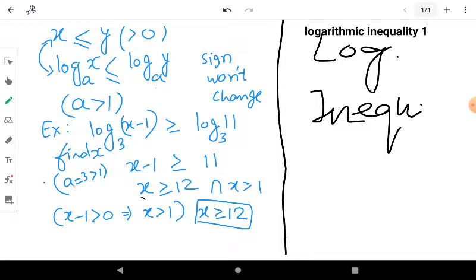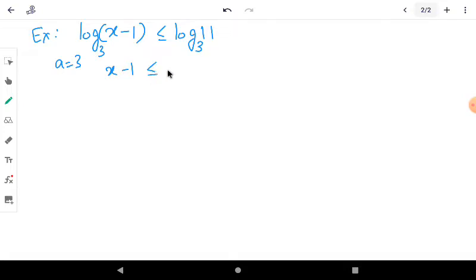Okay, guys. So had it been like this, let's say if we reframe this question like this: log of x minus 1 is less than or equal to log 11, again base 3. Since again the base is 3, we can remove log both sides. The sign of the inequality would be as it is, guys. So here you will get x less than or equal to 12.